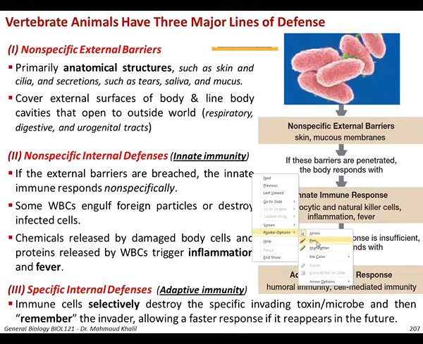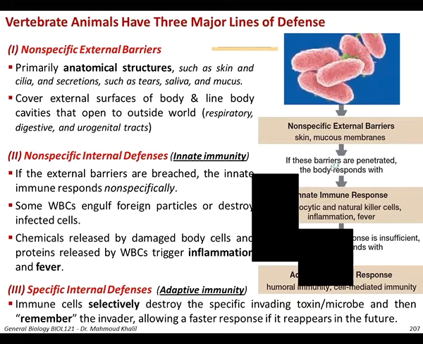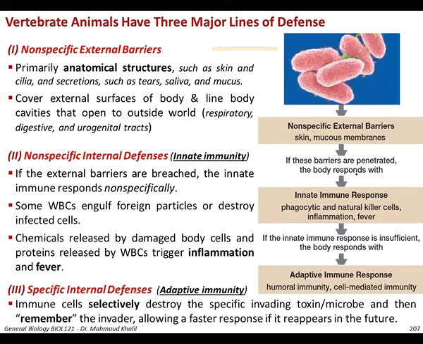this will lead to the body responding with a different immune system, which is the innate immune system. As we said, and we will talk in the next few slides, the components of the innate immune system are phagocytic cells, a specific kind of cell called natural killer cells, and the two mechanisms of inflammation and fever.